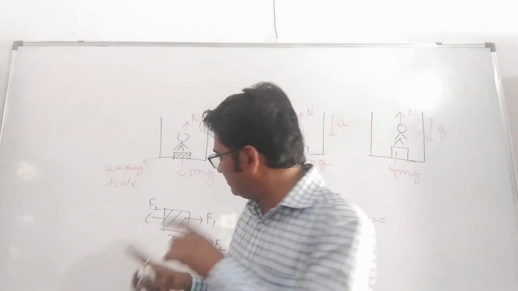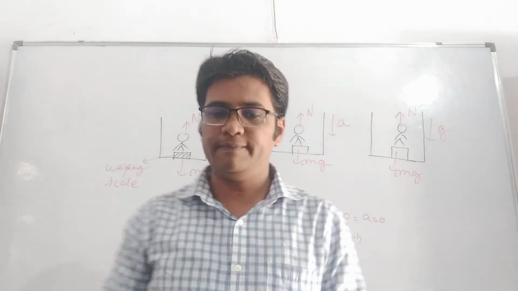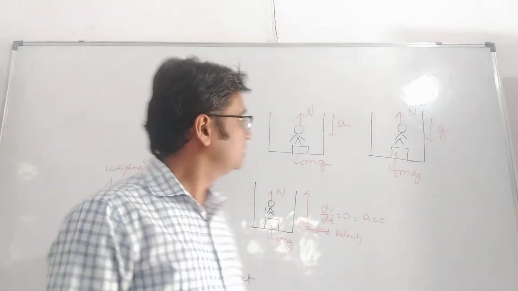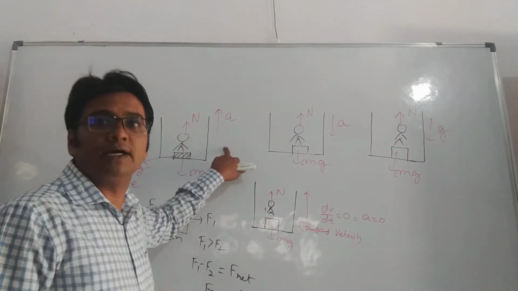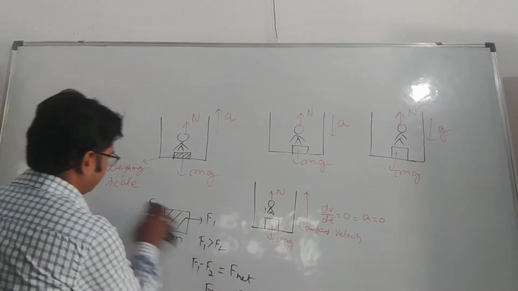Now we will use the same thing out here in all four situations. So now we come to the first one, that is, the lift is moving upward with an acceleration a. Now in that case, should I rub this part? Okay, fine.